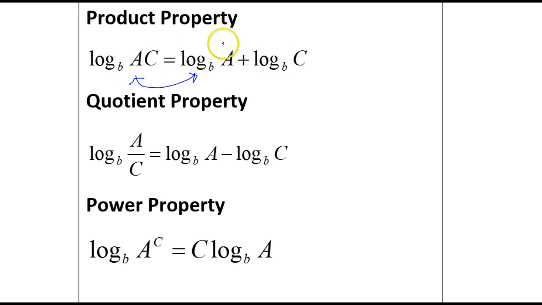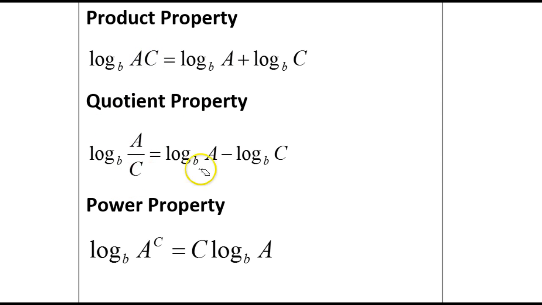So everything you see on the right, these are considered to be expanded. And everything you see on the left, this is considered to be condensed. All right, expanded and condensed. Anyway, if you have the log of multiplication, then that can expand as two logs that are being added. Or you could go the other way. If you see two logs that are being added, you could write one log using multiplication. And that's the product property.